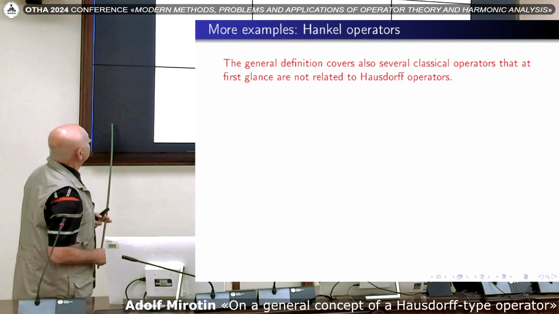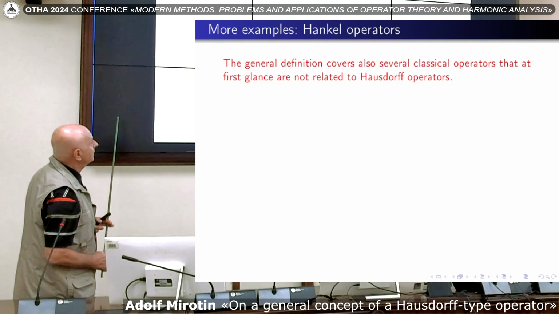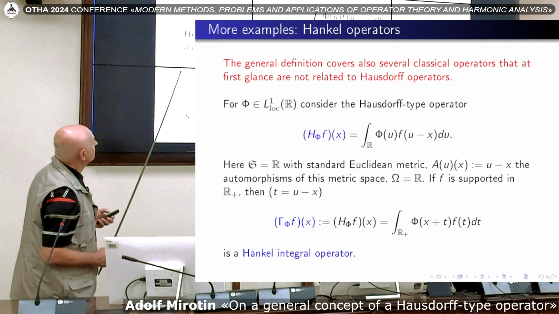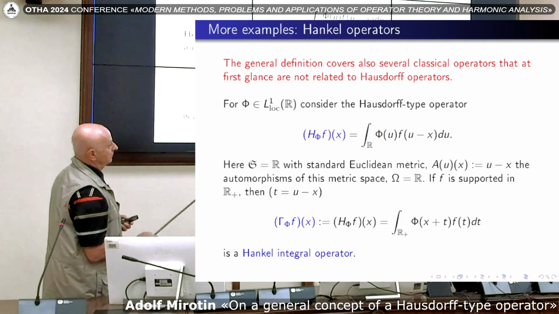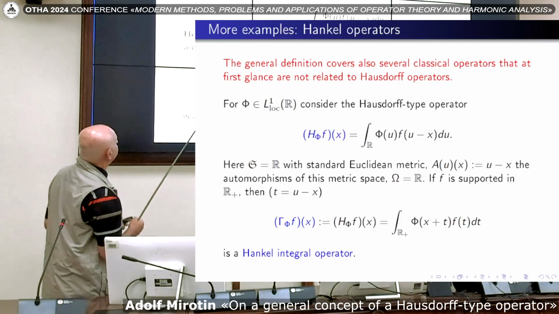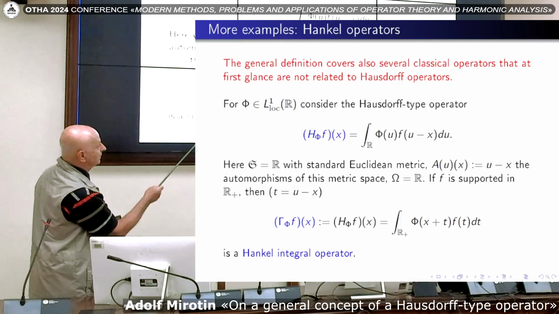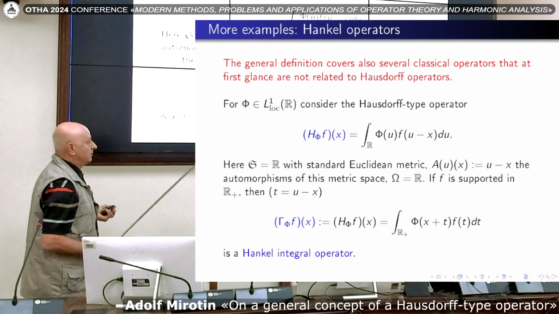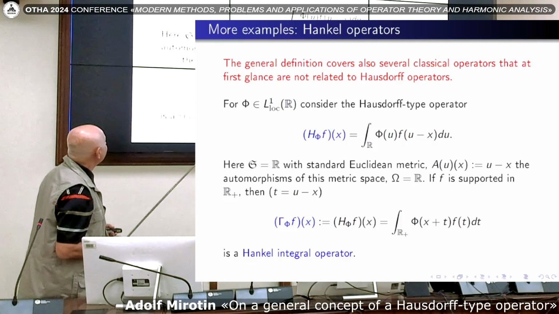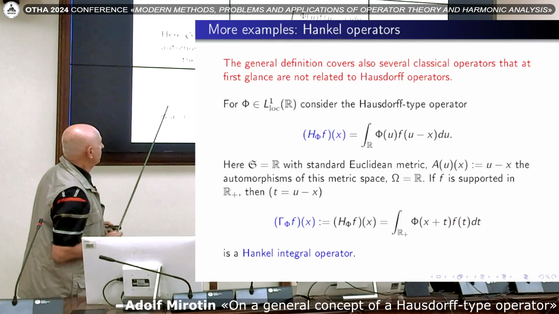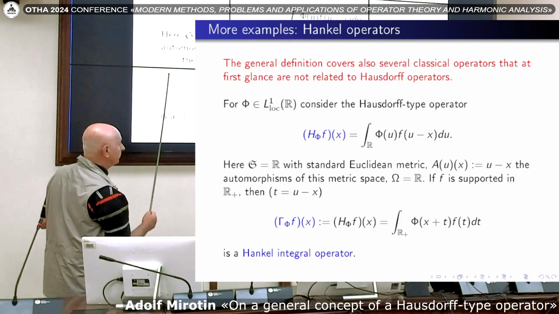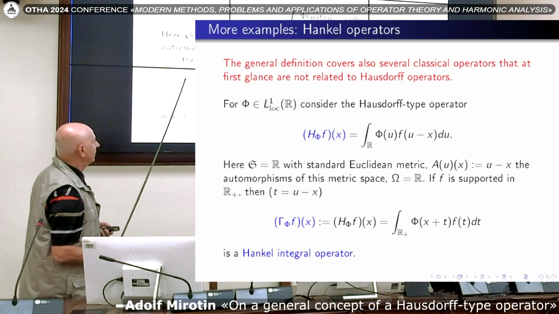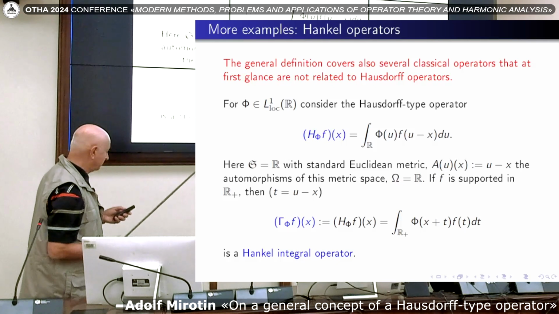It is interesting that the general definition covers also several classical operators that at first glance are not related to Hausdorff operators. I'll give several examples. First of all, the Hankel integral operator. We take kernel phi. Here S is R with the standard Euclidean metric. A of u of x is u minus x, which of course preserves the classical Euclidean distance on the line. And if we take, as usual in the theory of Hankel integral operators, a function f which is supported on R plus, then our general definition turns into the classical definition of the Hankel integral operator. The Hankel operator is an integral operator on the half line.